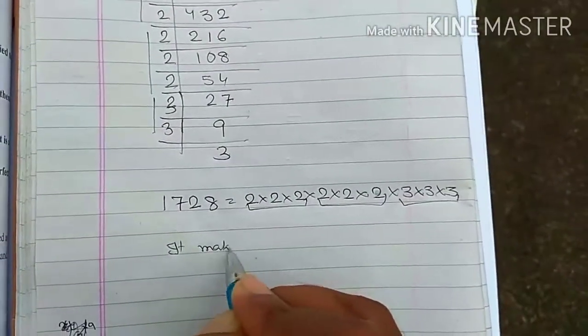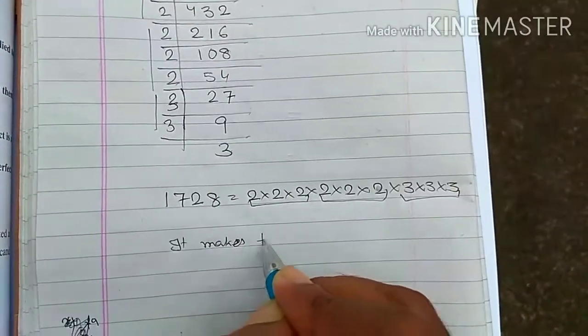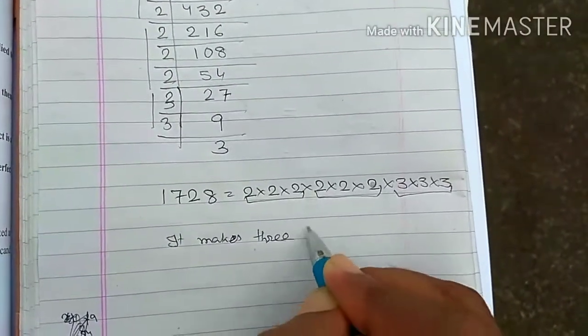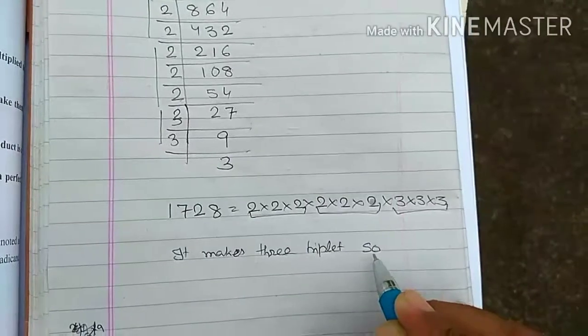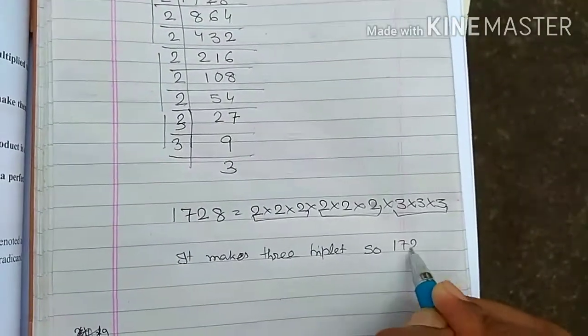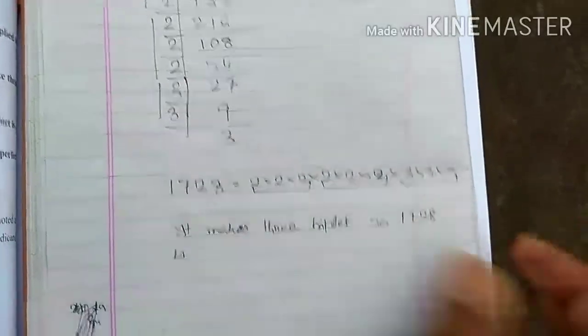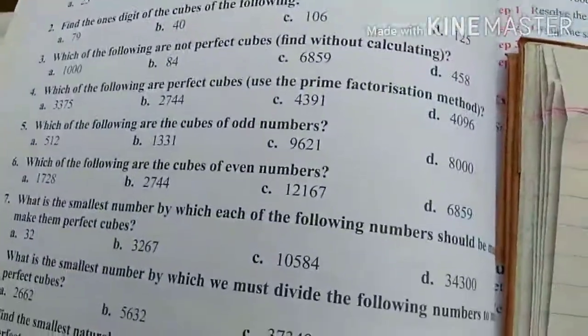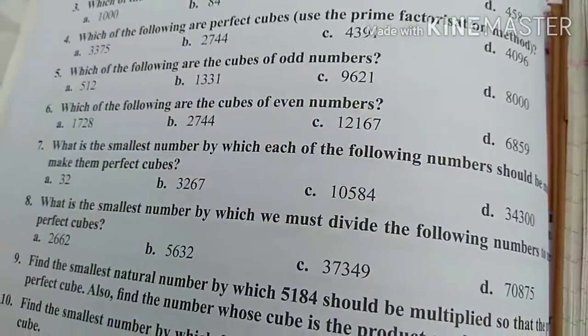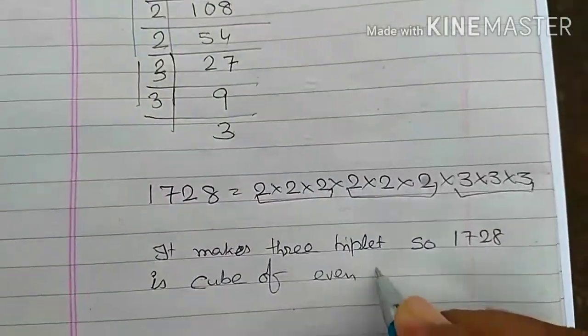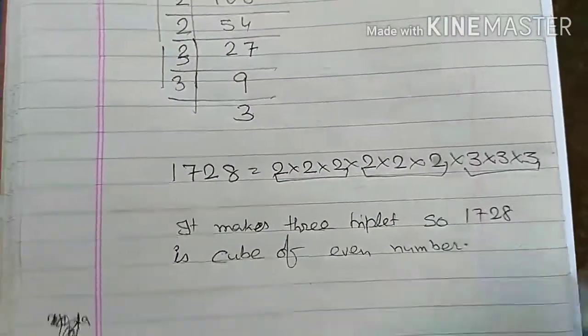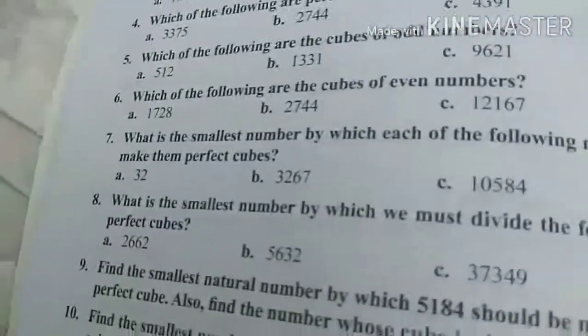It makes 3 triplets. So 1728 is the cube of an even number.